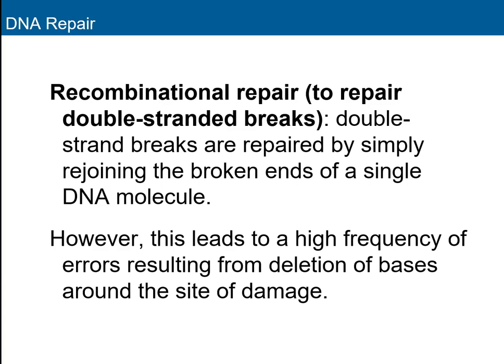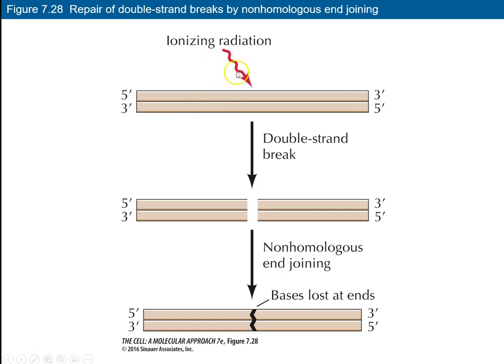If you look at your chapter 7 homework question, it says describe two mechanisms the cell uses to repair double-stranded breaks in its DNA. One is recombinational repair. Double-strand breaks are repaired by simply rejoining the broken ends of a single DNA molecule. Super simple, it just joins it. But there are a lot of errors involved with this, because there are basically deletions of bases around that site of damage. So here's your radiation or something else that might have caused this double-strand break, and then you just glue them together, and you lose some bases at the end where it gets glued together. All right, so that's the first one.